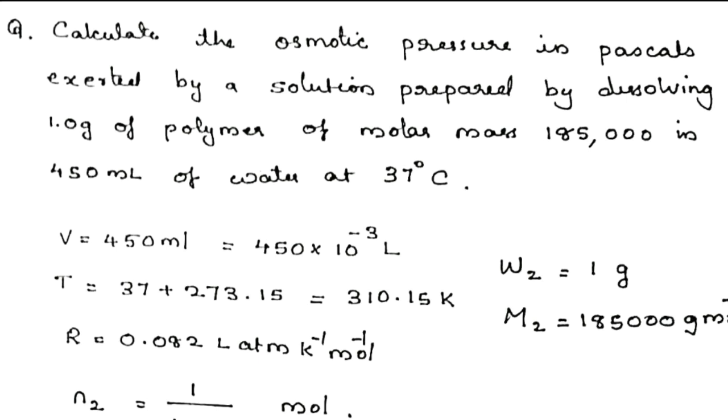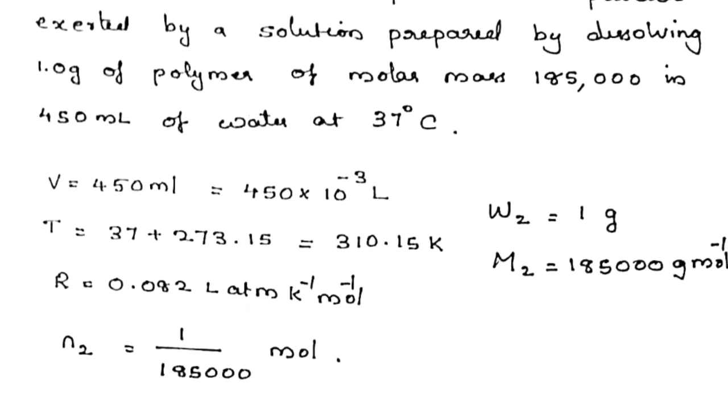Then 450 ml of water is taken, so volume V is equal to 450 ml, that is 450 into 10 raised to minus 3 liters. We can convert milliliter to liter by multiplying with 10 raised to minus 3. Here temperature 37 degree is also given, so T is equal to 37 plus 273.15. Here we have to convert degree Celsius to Kelvin scale, so you are getting 310.15 Kelvin.